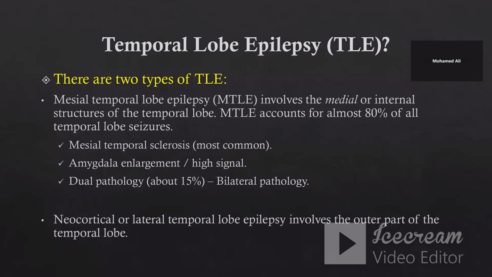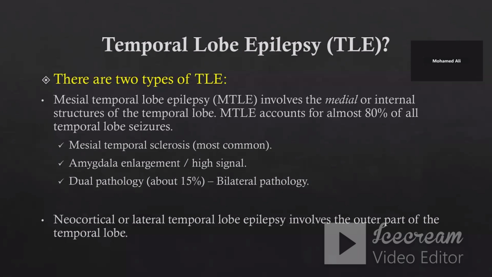We have also a subtype of mesial temporal lobe epilepsy manifested by enlargement of the amygdala and high signal of the amygdala. In some cases, we have dual pathology. For example, mesial temporal sclerosis and cortical malformation. Both of these abnormalities can explain the epilepsy in the patient. This dual pathology accounts for not more than 15%.